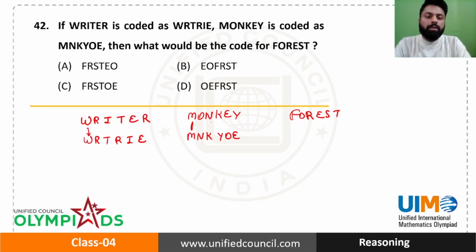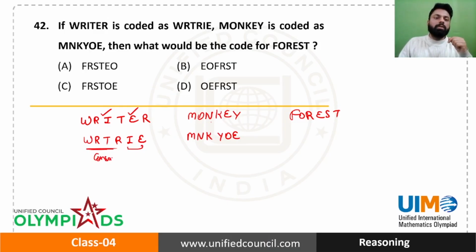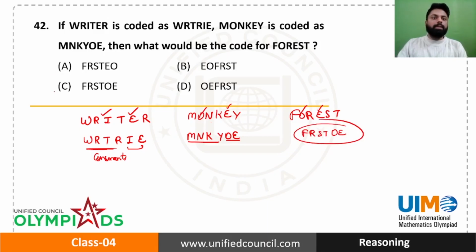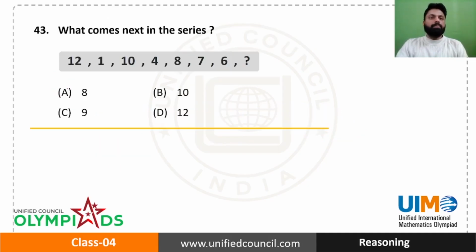WRTRIE. Writer. So if we talk about the code, it is given as consonants followed by the vowels. Okay, got it. So basically, see, if we just try to understand this, A, E, I, O, U, so I and E are the vowels. They are coming at the last, and initially the rest are all consonants. Similarly, O and E are coming at the last, and then these are coming. So O, E will come at last, and this is F, R, S, T, O, E. C option is the correct answer.